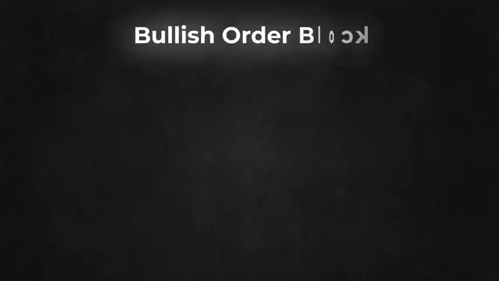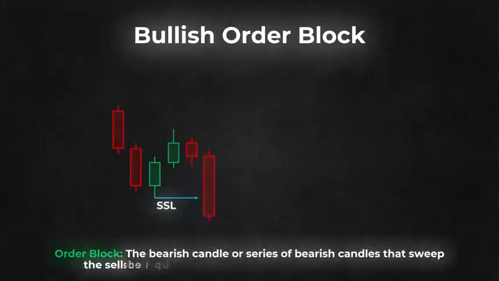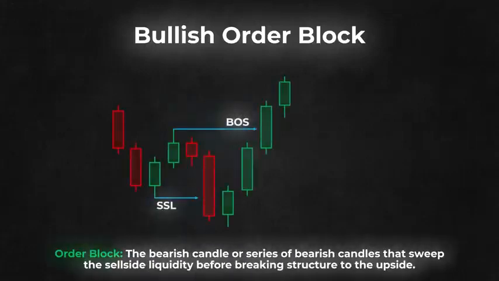The bullish variation of an order block is formed by the large body bearish candle or series of large bodied bearish candles that sweep sell side liquidity and then lead to a break of an old high right after it, which in this case is called a break of structure. The order block occurs at the open of the large bodied bearish candle that sweeps sell side liquidity.